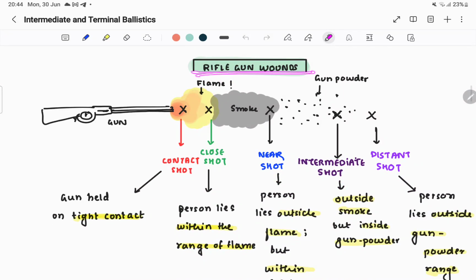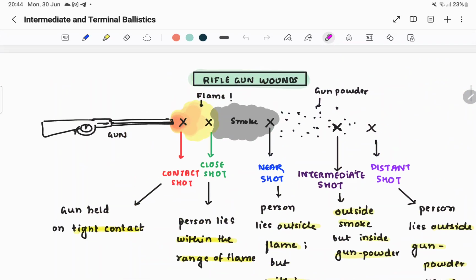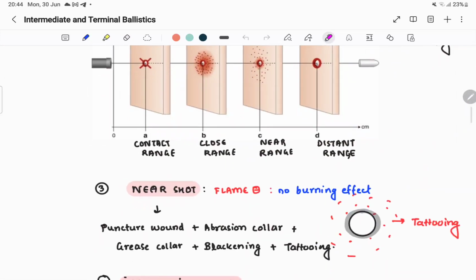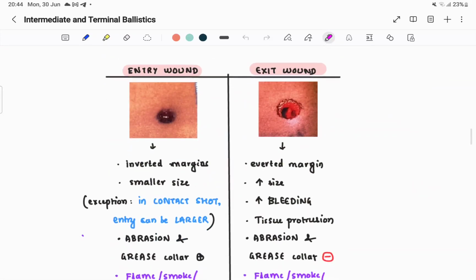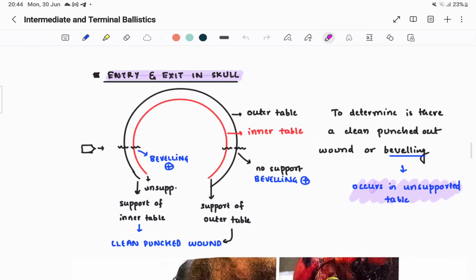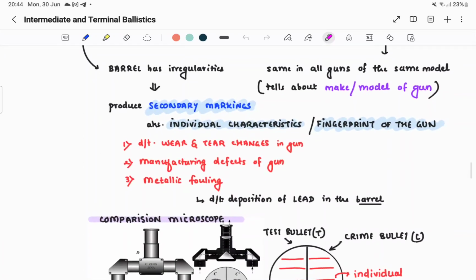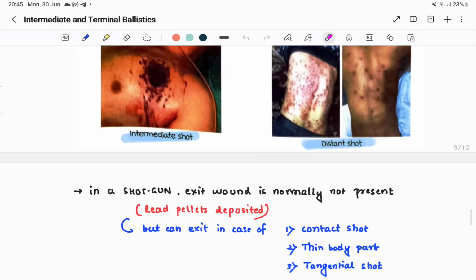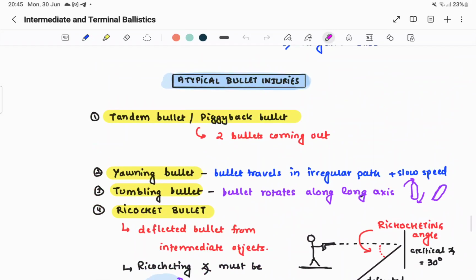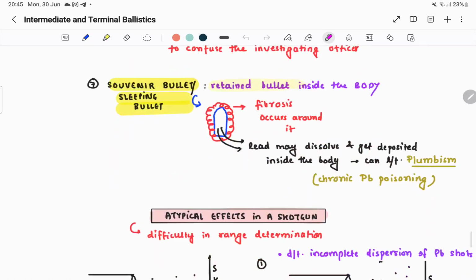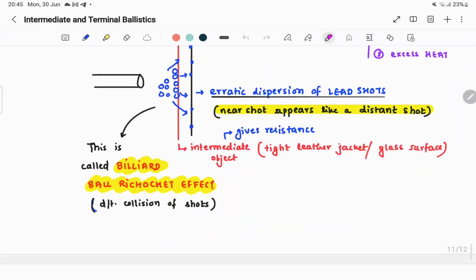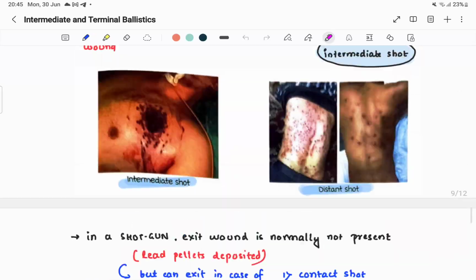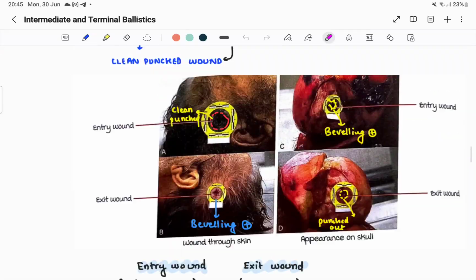Let's discuss the wounds now. How many shots are there? We'll discuss rifle gun wounds first, then move on to determining exit and entry wounds, and after that we'll discuss atypical bullet injuries. After that, this chapter will be done. Okay, let's go step by step.